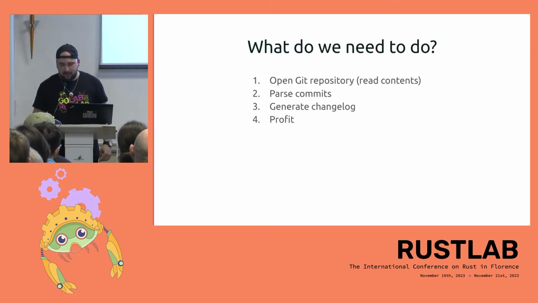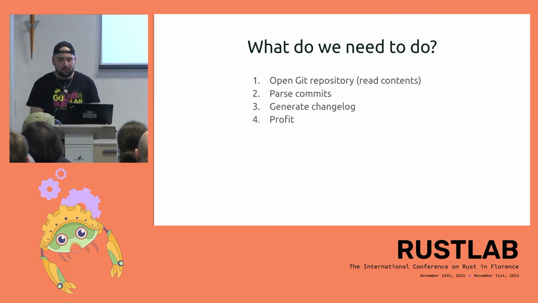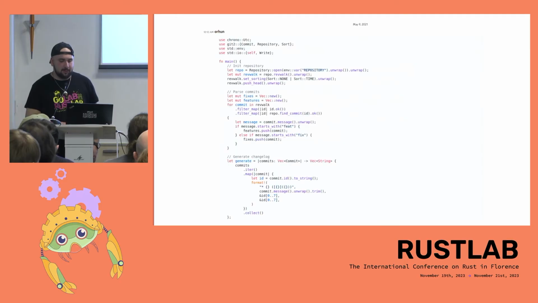So let's break it down into multiple steps. What do we need to do to have a changelog generator? So first, we need to open the Git repository, which means we need to read the contents of the repo, which is in the .git folder in your project structure. Second, we need to parse the commits. And third, generate the changelog, and fourth, just profit. So let's go through the steps and see our available options and how we can generate a changelog.